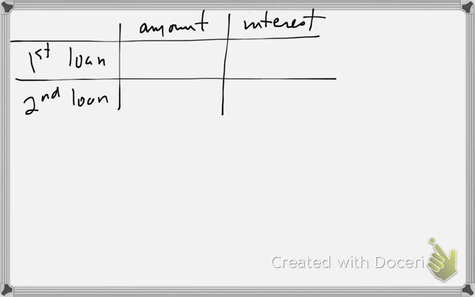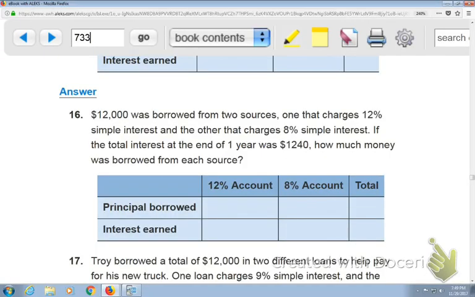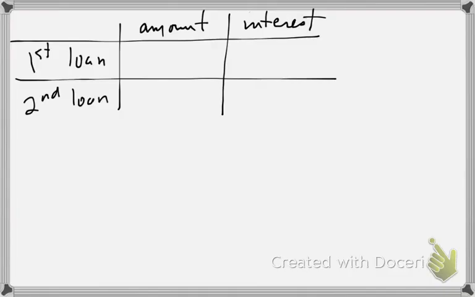So we have two things with each of these. We have the amount we borrowed, and then we have the interest that's built up. You guys agree? So what are they asking us to find here? What is the actual question? How much was borrowed from each source, right? So which boxes are we talking about here? The amounts, right? I don't know either one of them, so I could call them A or X.